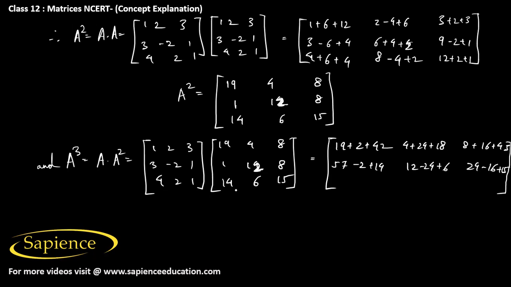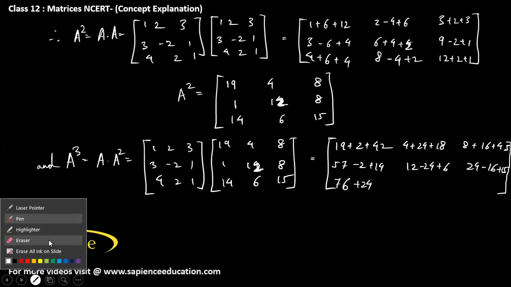Then we have to take the third row and first column. So this will be 4, 9 are 36. 4, 1 are 4, 76. And plus 24. I'm sorry. This will be.